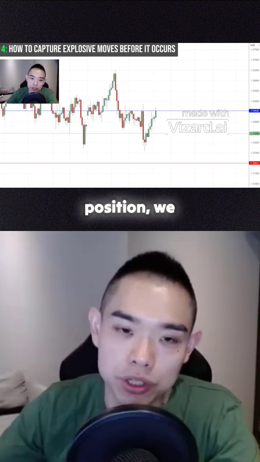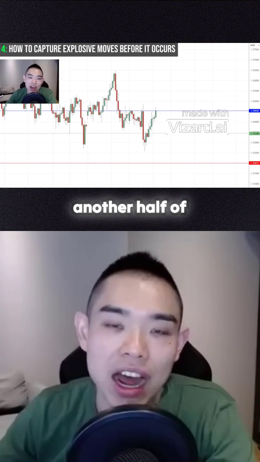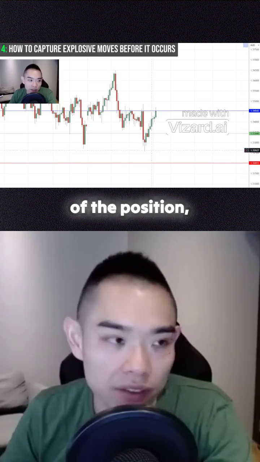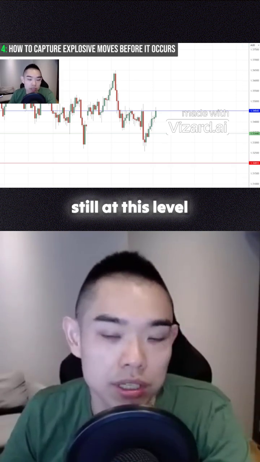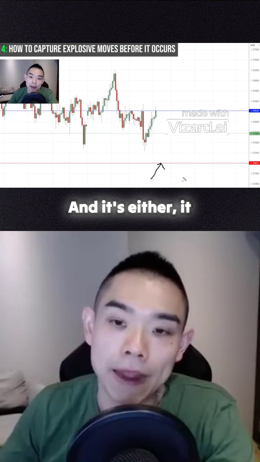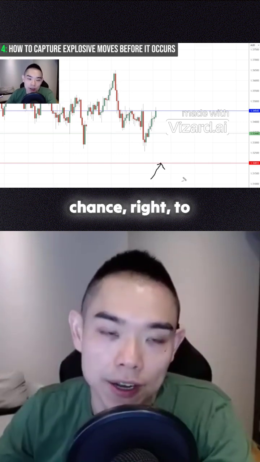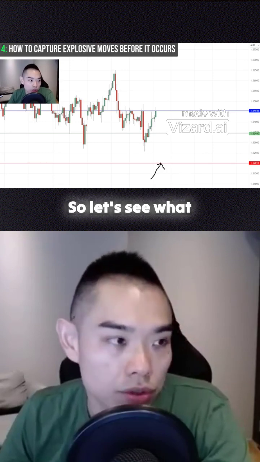So on half our position, we have booked profits. It's in the money, it's in the bank. We have another half of the position remaining. For the other half, nothing changed. The stop loss is still at this level because this is where our trade will get invalidated. It either hits our stop loss or it gives us a chance to ride this new uptrend. So let's see what happens.